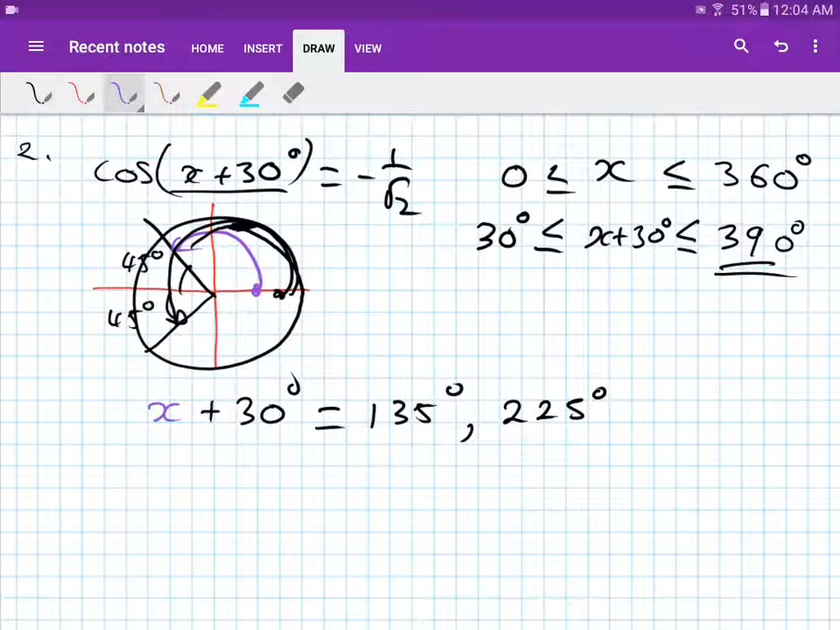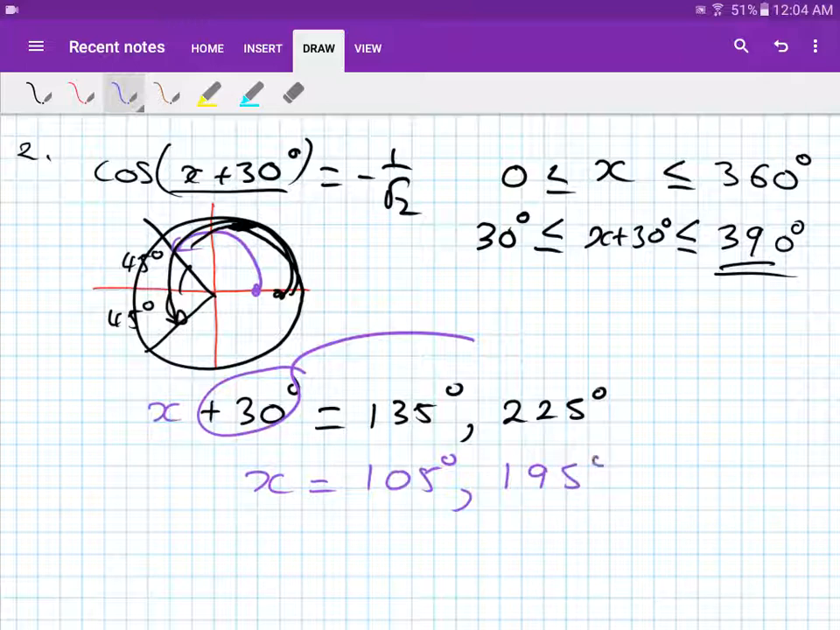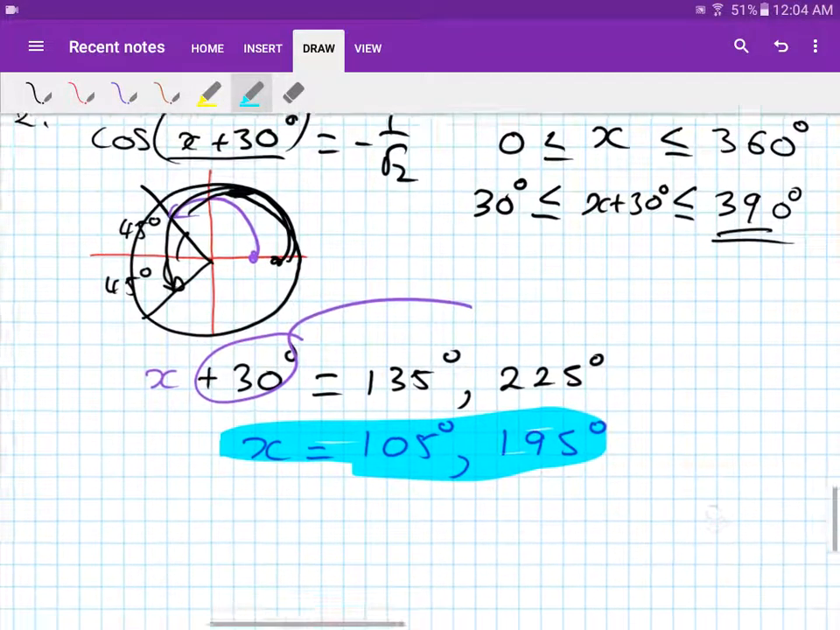Now we solve for x. So we move 30 to this side. So x is equal to 135 minus 30, which is 105 degrees. And then 225 minus 30, your answer is 195 degrees. So that's your answer. Let's move on. Next one.